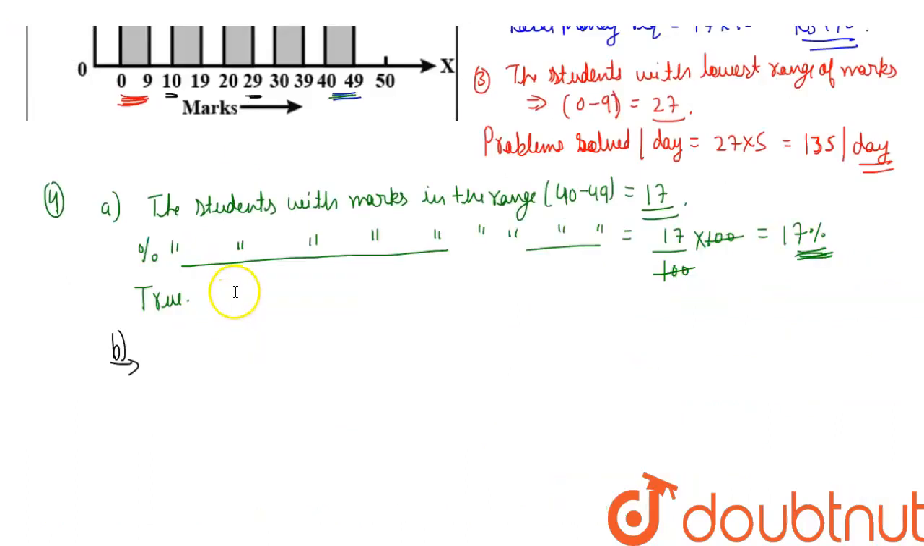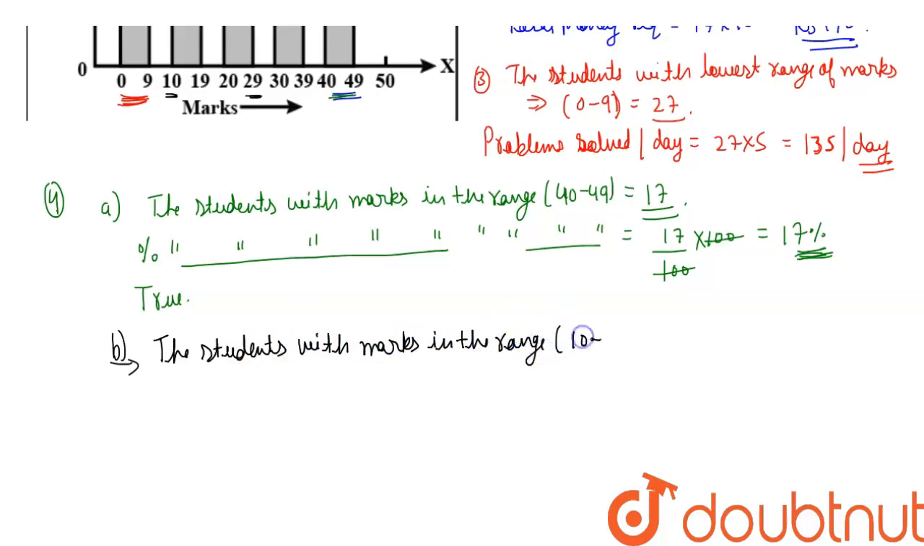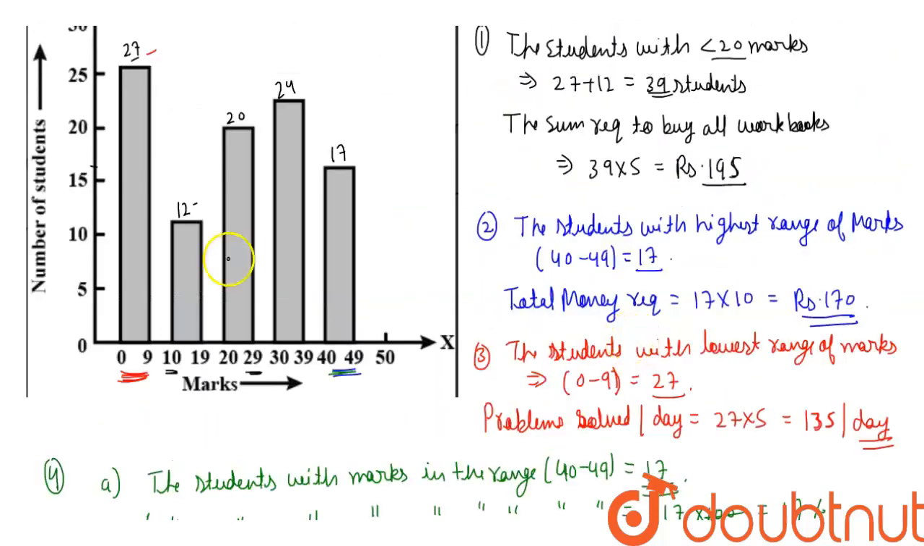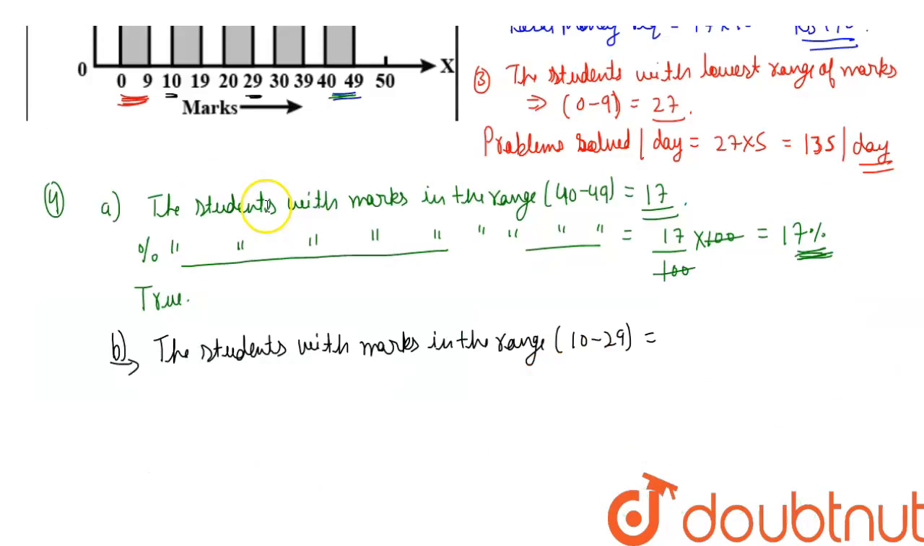So the students who have got marks in the range between 10 to 29, there would be 12 plus 20 from this graph. So here we have 12 plus 20, and if we solve this, we get 32. So there are a total of 32 such students in the class who have got marks in this range.